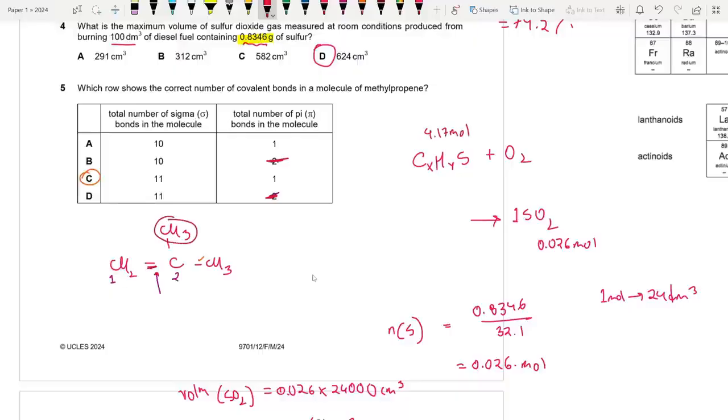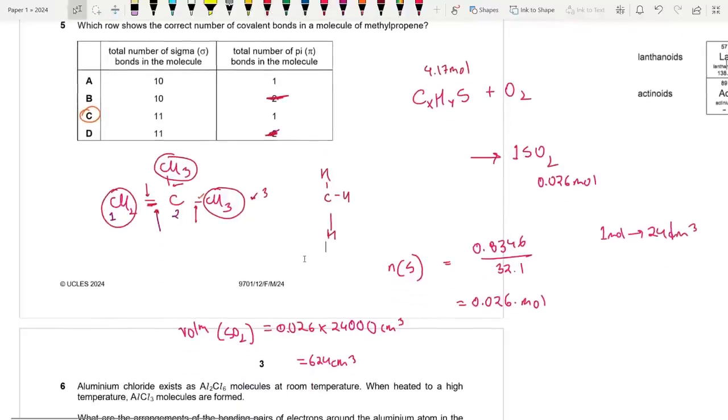So this one is 3 sigma bonds, also 6 sigma bonds. Here there are 2, so 7, 8 sigma bonds. So there's another sigma bond here, 9. There's another here, 10. There's another here, 11. So 11 sigma bonds in total. Why did I say 3 sigma bonds here? Because it's CH3, right? So 1 sigma bond for each C-H single bond, yeah?